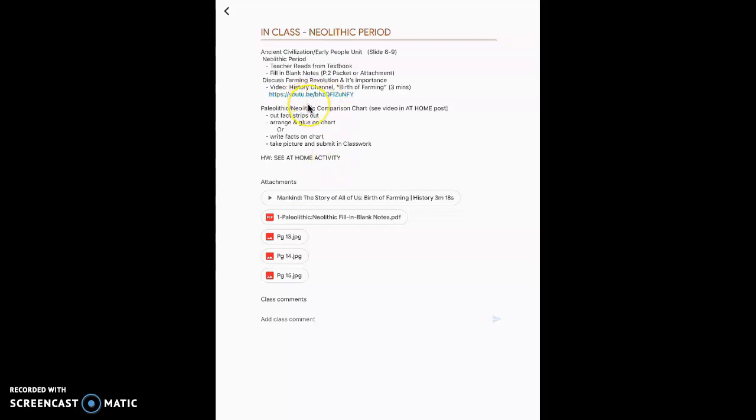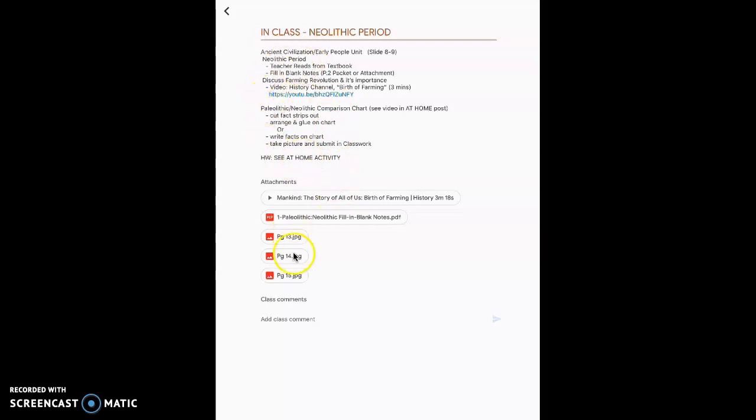We watched the video. If you weren't in class or want to review that, you can always go back and look at the last in-class post. So this one is Monday and Tuesday's post. As you can see, we're going to be taking notes again, very similar to what we took last time, setup-wise. If you do not have the packet, then you'll find it on page 2 right down here in the packet. Here's the video that talks about the birth of farming that we will be watching in class as well.